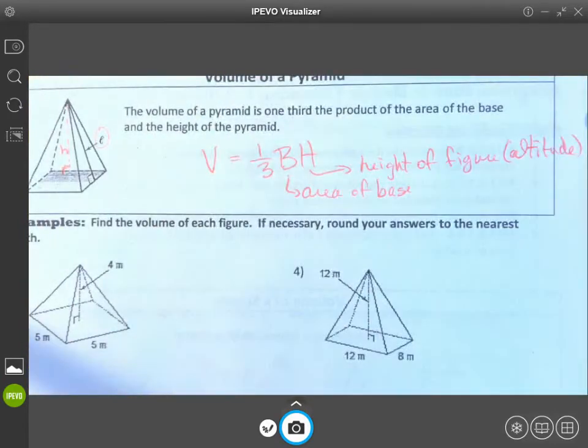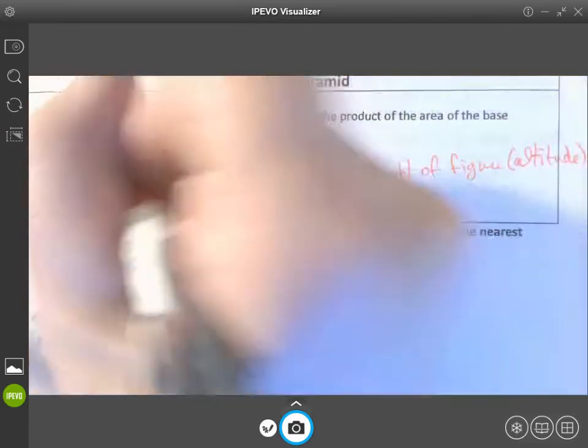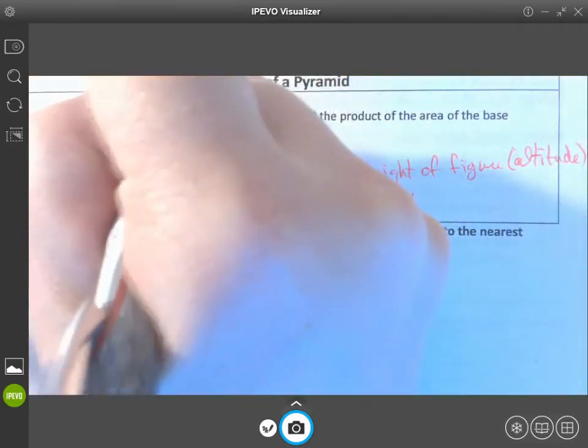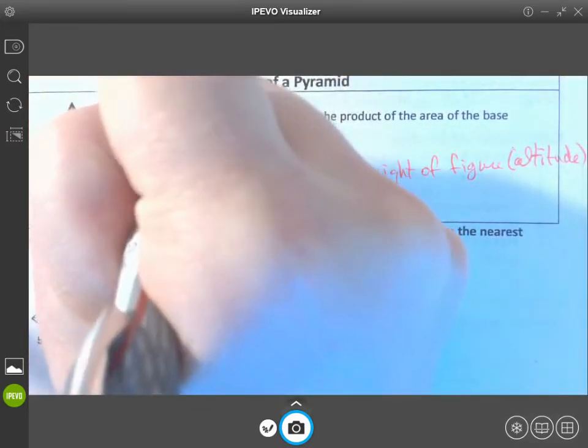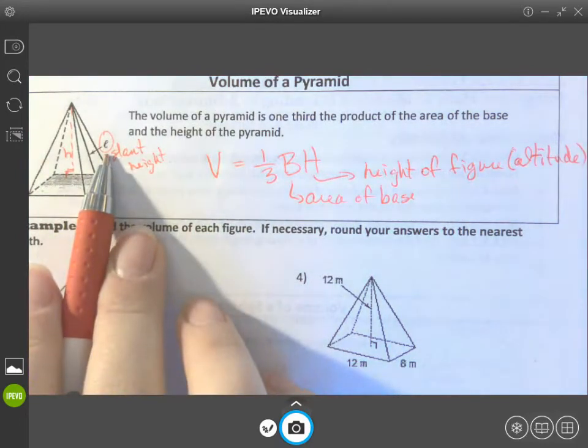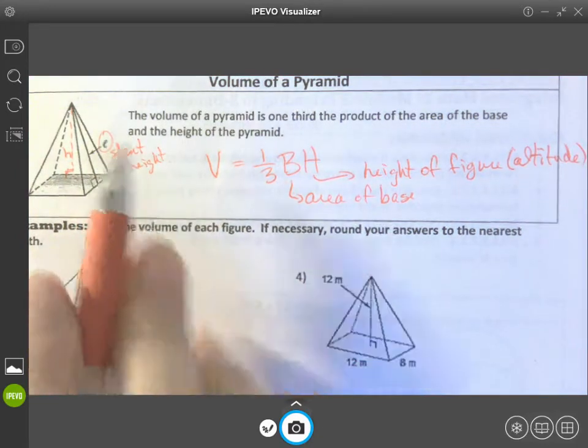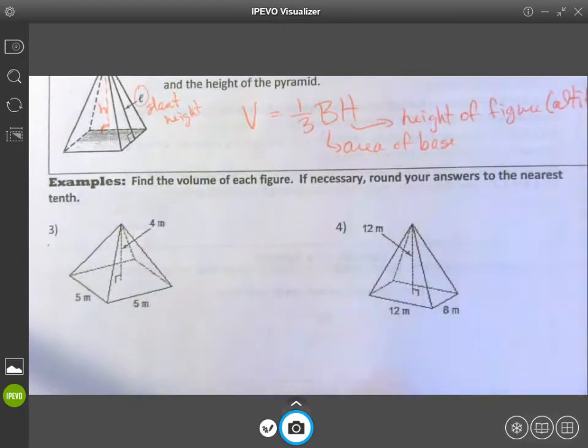This, thank you. That is the slant height. And I think that's why S is used for other things. I think that's why I use the cursive L, because of the L in slant. It's like the second letter.